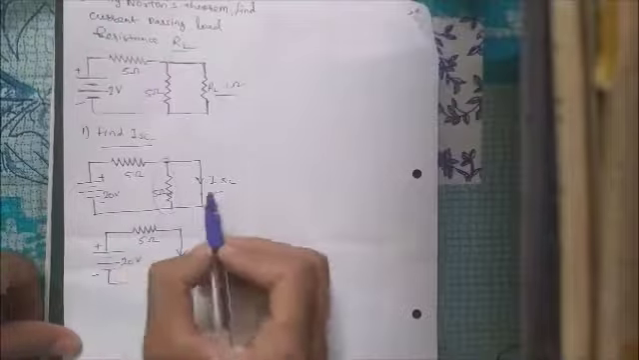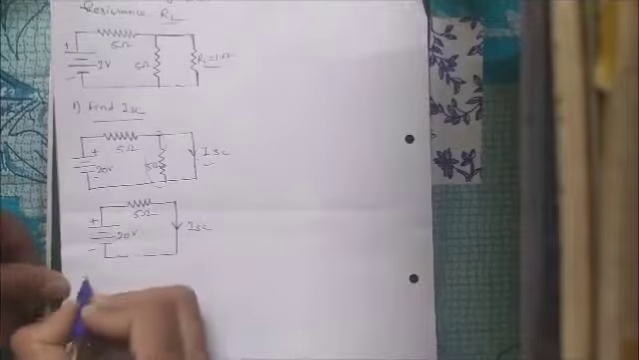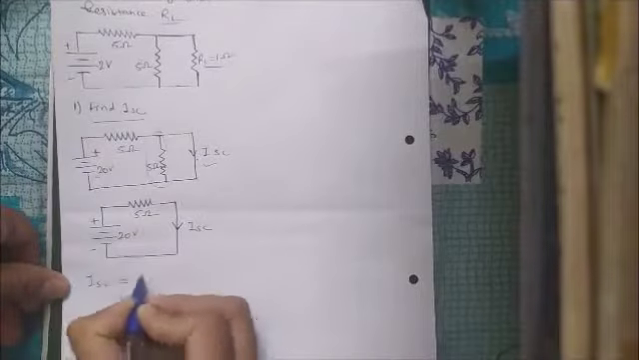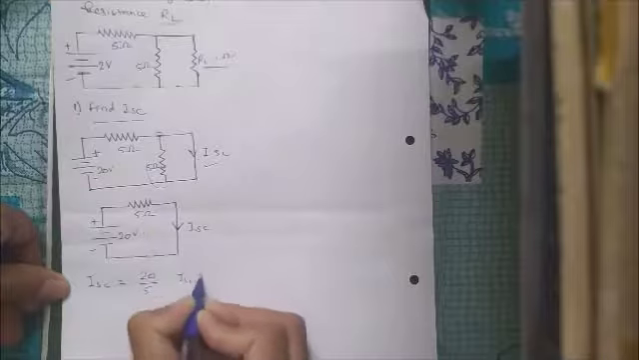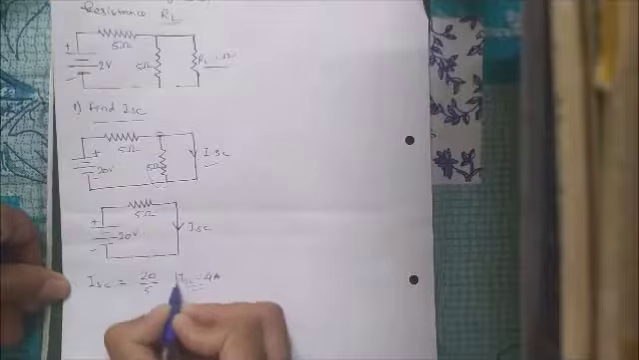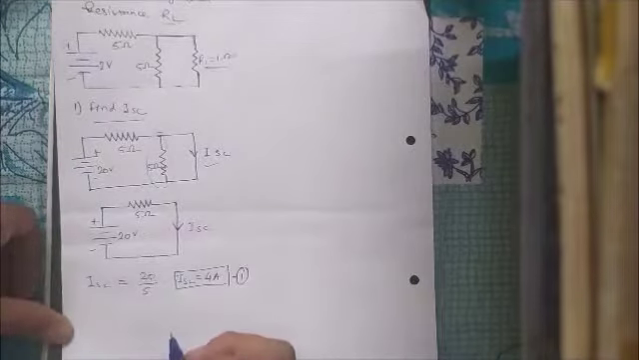Hence this 5 ohm will be replaced by a short circuit, and your new circuit will be arranged in this format, and hence your short circuit current ISC will be 20 divided by 5, that is equal to 4 ampere. Your short circuit current is 4 ampere. Equation number 1.